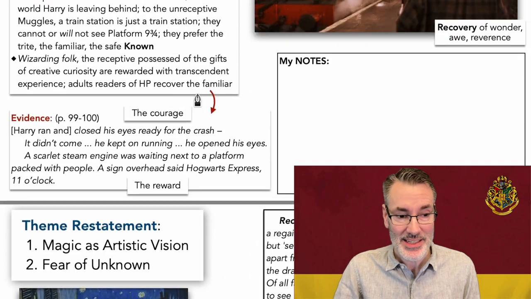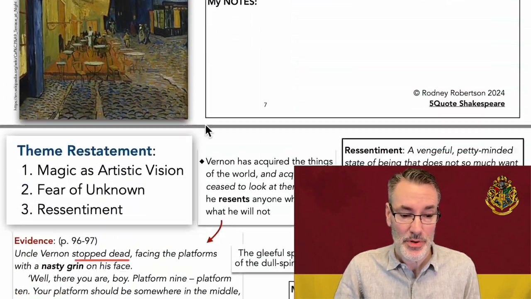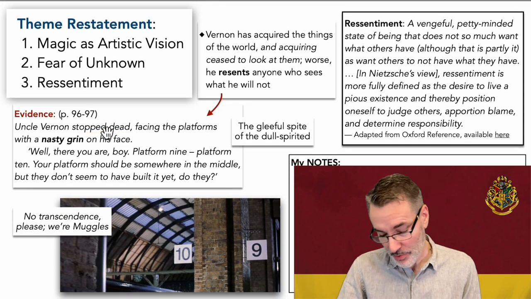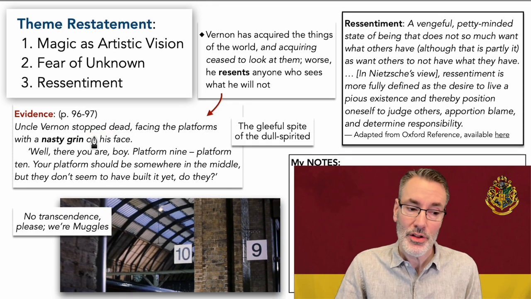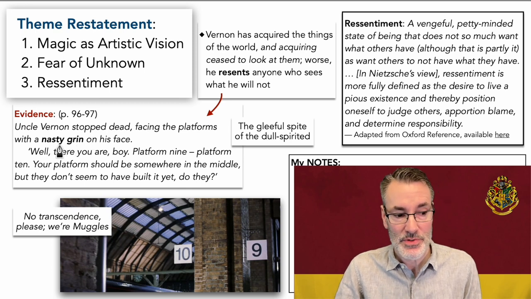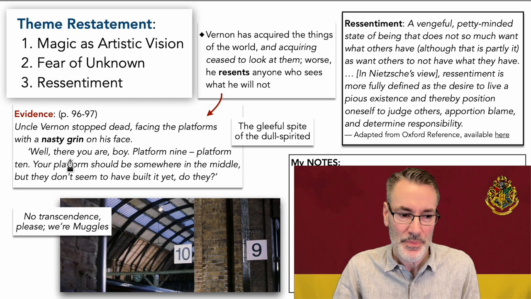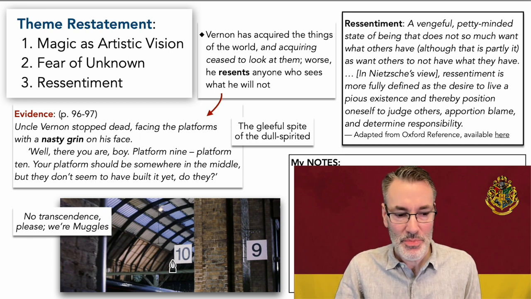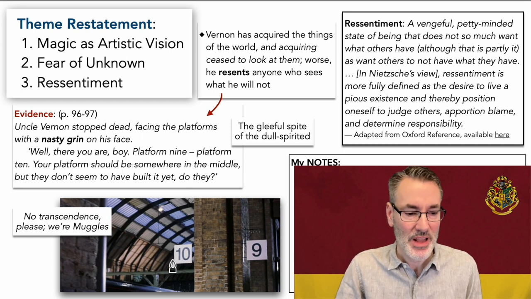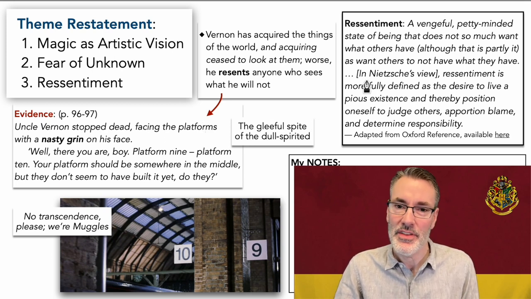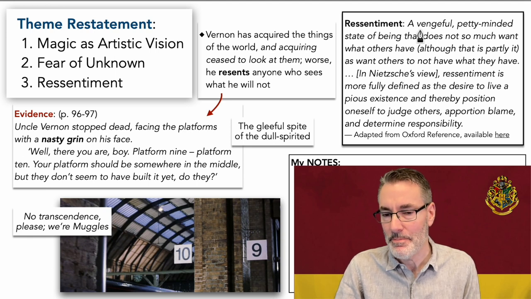Look at the dynamics here. There's a dynamism in the person who's willing to see, and there's a stasis, a paralysis in the people who are not willing to see. So Uncle Vernon stopped dead, facing the platforms with a nasty grin on his face. There's Nietzsche's ressentiment. "Well, there you are, boy. Platform 9, platform 10. Your platform should be somewhere in the middle, but they don't seem to have built it yet, do they?" Do you see the spite? There's a gleeful spite of the dull-spirited, so don't let them bring you down.